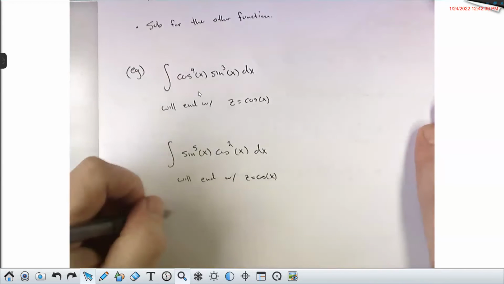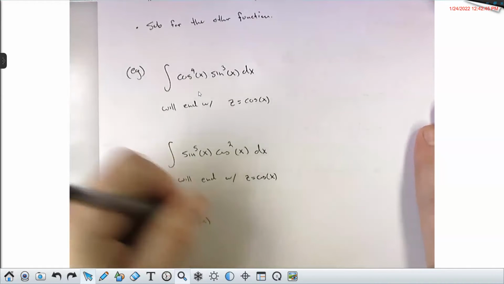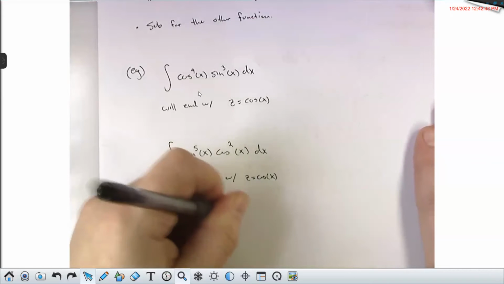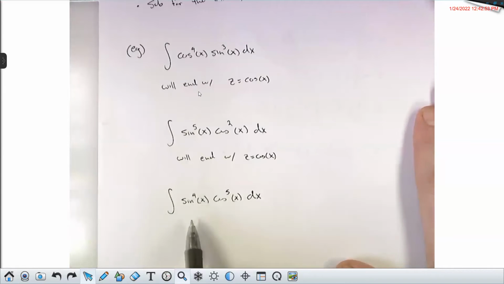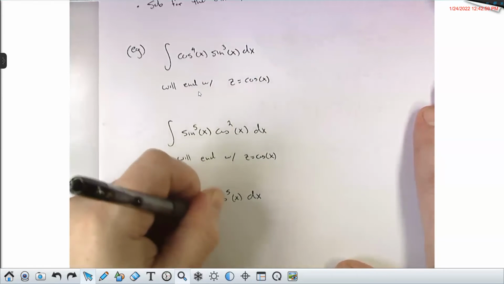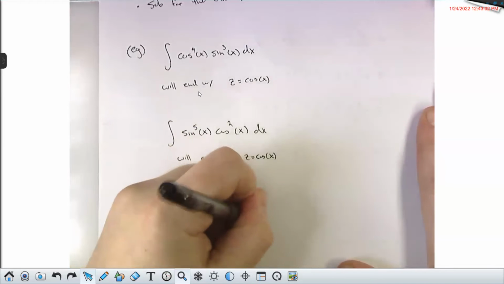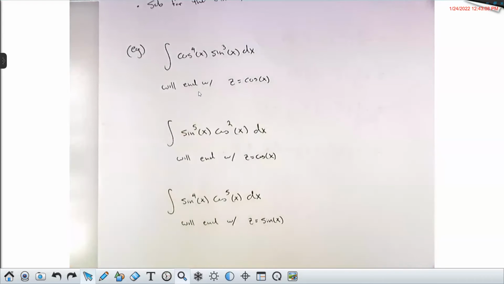And we'll do one more just so we have an example of each. If we had something like sine to the 4x times cos to the fifth x dx, you would set aside a copy of cosine with the differential, and this will end with the substitution z equals sine x. All right, so without going through the details, run the same sort of way we outlined in the strategy there. These are the substitutions that you would use at the end of each of those problems to make them go.